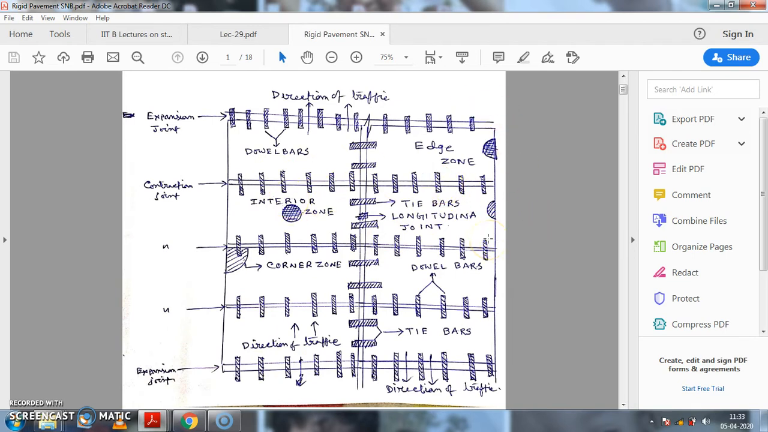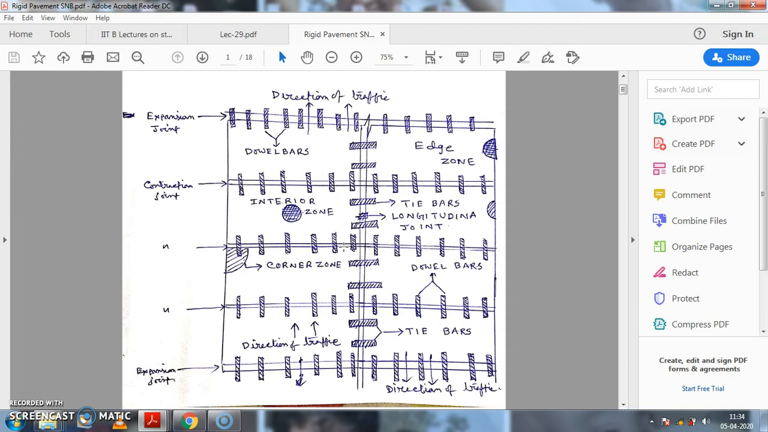Also, one more thing. As per the IRC, the maximum distance between expansion joints is 141 meter, and between two contraction joints, the gap is 4.5 meter. Maximum difference should be 4.5 meter in between two contraction joints. So the gap should not be more than 4.5 meter.